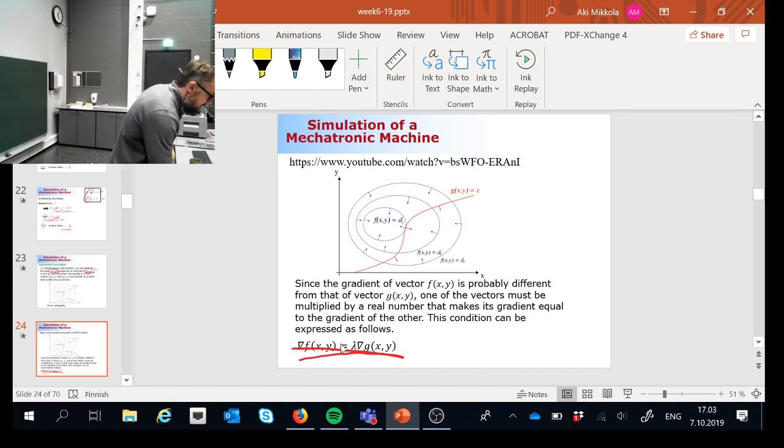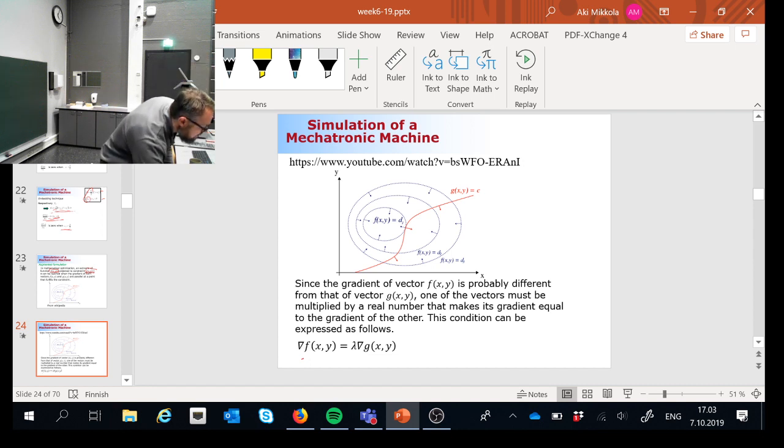And the one that is making the length of these gradients to be same, oh my God, it's very unclear writing. How can I take this off? Yeah. Are they removing? Yes.